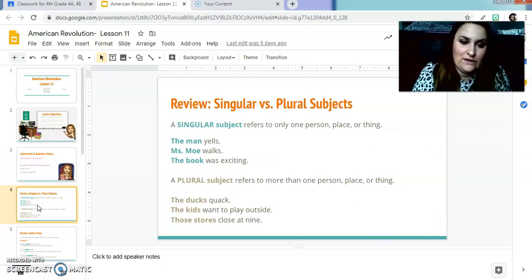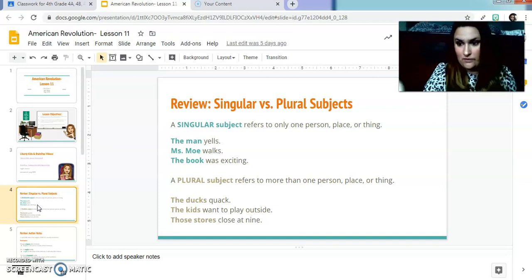So to review, we did this last week. Singular and plural subjects. A singular subject just is one person, place, or thing that's doing something in a sentence. So in each of these examples, the man yells, Miss Mo walks, the book was exciting. Each of those subjects that's in blue, that is the actual subject. That's the who or what is doing something in the sentence. A plural subject is more than one person, place, or thing that the sentence is about. So the ducks quack, the kids want to play outside, those stores, you could see there's more than one.